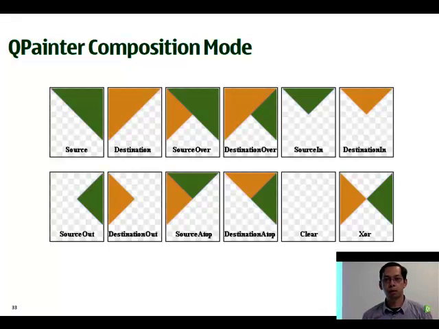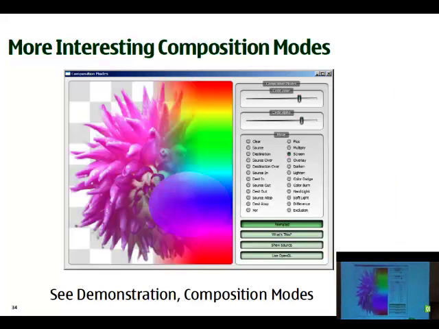But there are also some interesting composition modes, some advanced composition modes. Like, for example, multiply, screen, overlay. That's what I'm going to show you. So this is an example in the Qt demo. You can just run the Qt demo program and go to demonstration and composition modes, and you'll find the screen.